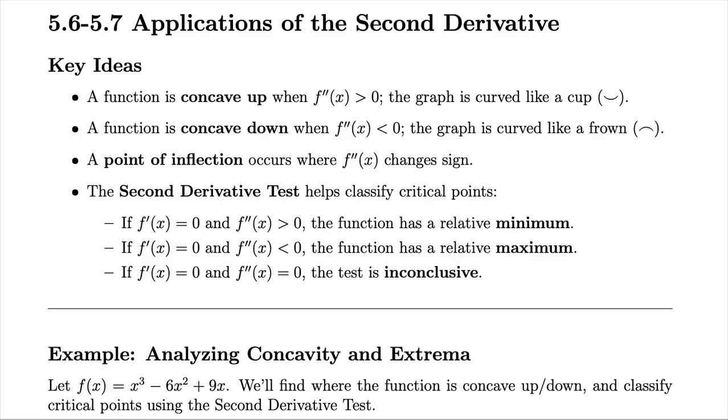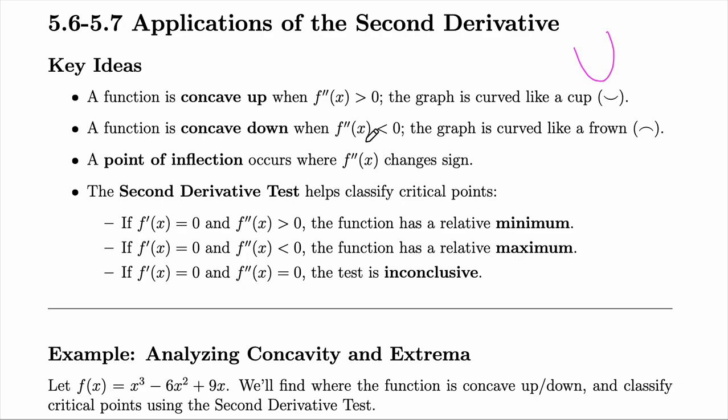Okay, so let's talk about the second derivative. Basically, the second derivative tells us concavity. So when a function has a positive second derivative, that tells us it's concave up, and visually it's going to kind of look like a cup. So it's kind of going to look like a smile.